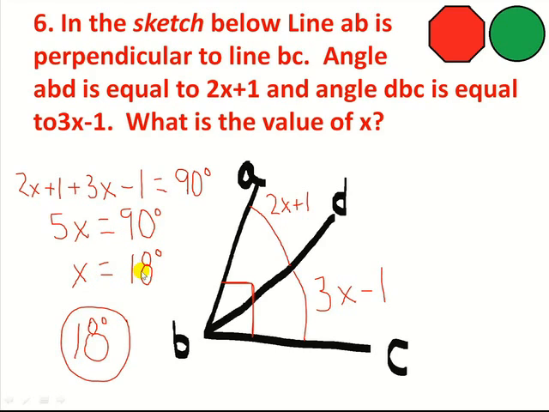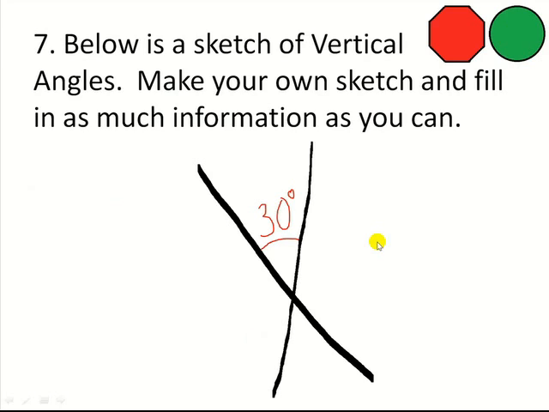Go back and reread the original question to find out what it was, and it says, what is the value of x? X is 18 degrees. You could check that by plugging it back in to see if it gave you 90 degrees. Number 7, click on the stop sign and see if you can solve the problem.